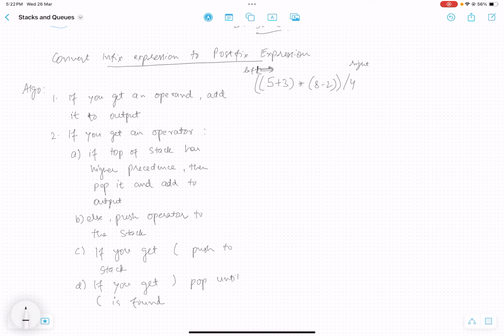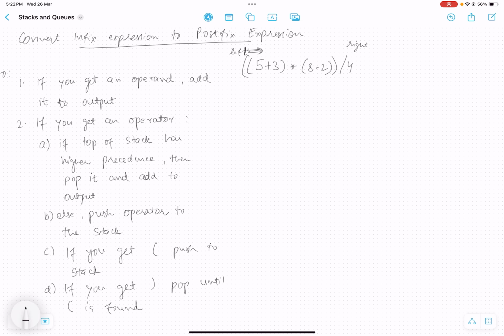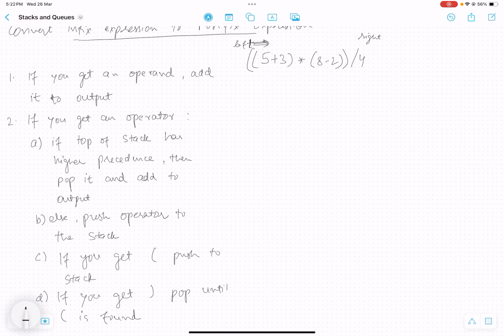So let's try to solve this using our example here. I will make sure that you keep on reading the algorithm steps here. Okay, now I think this should be good. So let's create our stack here. Let's say this is our stack. I think this should be fine. And this is our output.